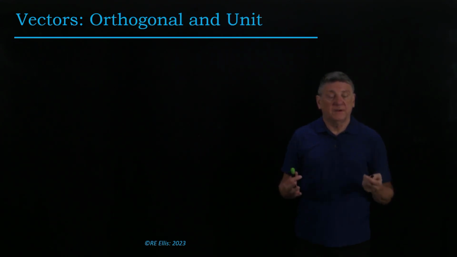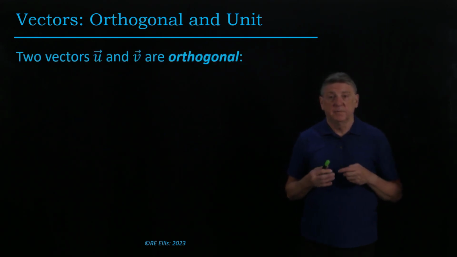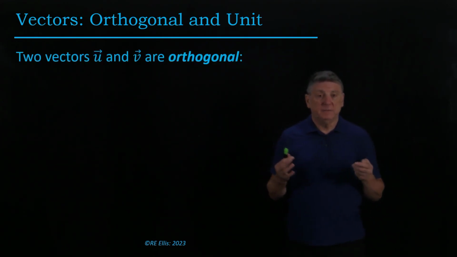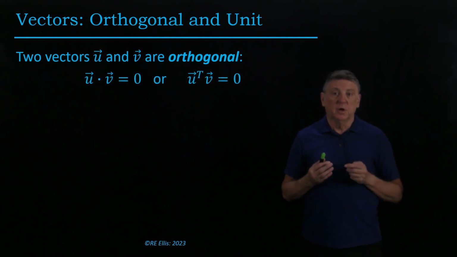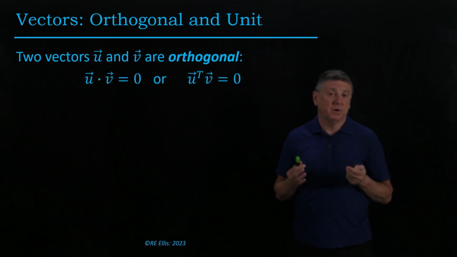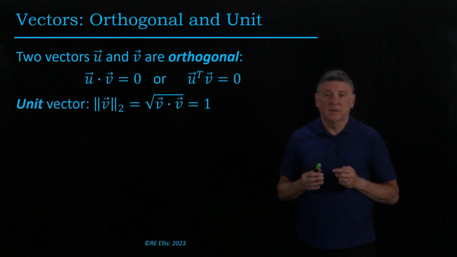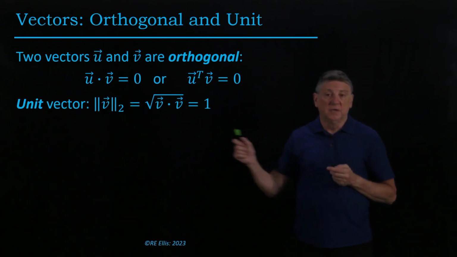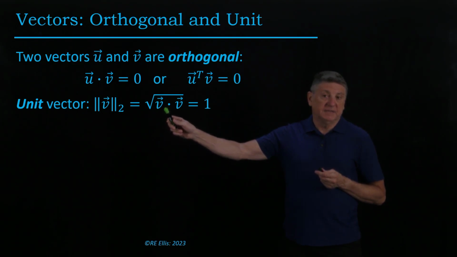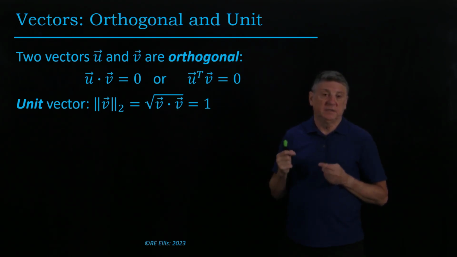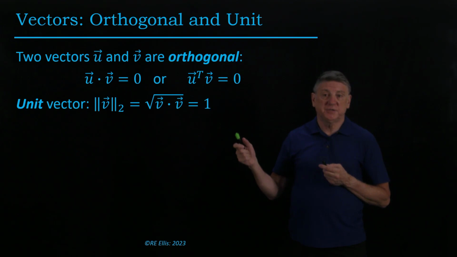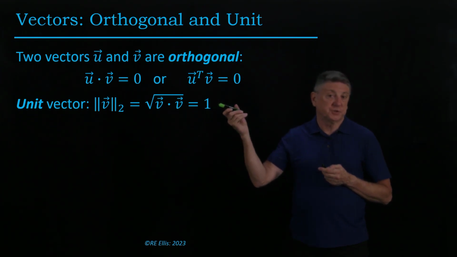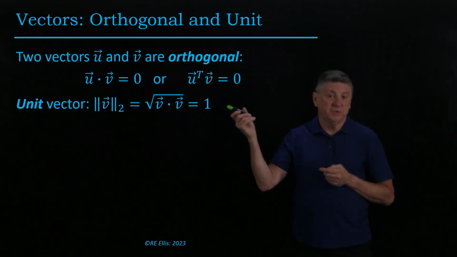Now, vectors can be orthogonal, and a single vector can have a unit magnitude. If two vectors u and v, both having m entries, are orthogonal, what we mean is that the dot product of the two vectors is 0. A unit vector is a vector that has a magnitude of 1. Incidentally, v dot v is the sum of the squares of the entries, so the L2 norm is just the square root of the dot product of the vector with itself, and that is unity.